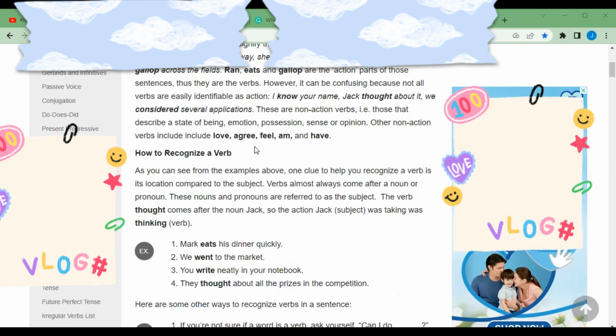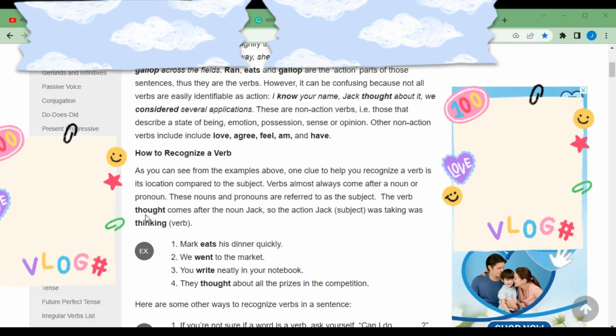How to recognize a verb? As you can see from the examples above, one clue to help you recognize a verb is its location compared to the subject. Verbs almost always come after a noun or pronoun, of course, the subjects of the sentence. So the verb comes after. These nouns and pronouns are referred to as the subject in the sentence.